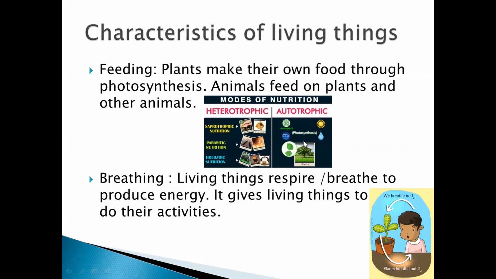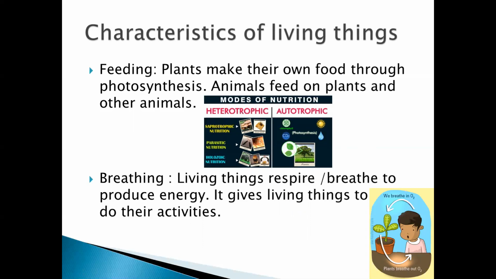And because of this property, we call plants autotrophic. What do we call them? Autotrophic. Okay, and animals like humans, we feed on plants as well as other animals. So because of it we are categorized as heterotrophic, because we cannot make our food by ourselves like plants, so we are termed as heterotrophic.